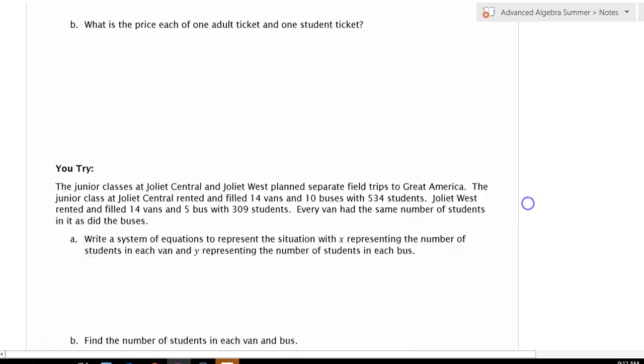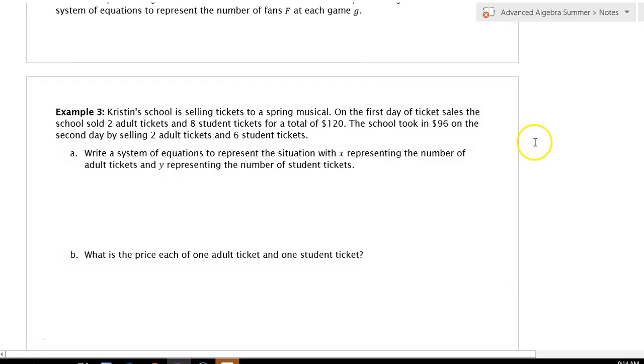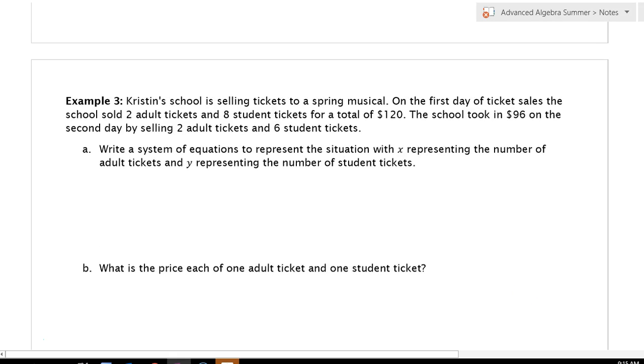All right. So this one, we'll notice both of these are asking us to do a little bit more work. Last example here, we'll notice this one's got two parts. We're actually going to end up solving as asked by the equation. So we have Kristen School selling tickets to the musical. On the first day, the school sold 2 adults and 8 students for a total of 120. The school took in 96 on the second day by selling 2 adults and 6. So first, let's go ahead and set up our equations here. So it says x representing the number of adults and y representing students.